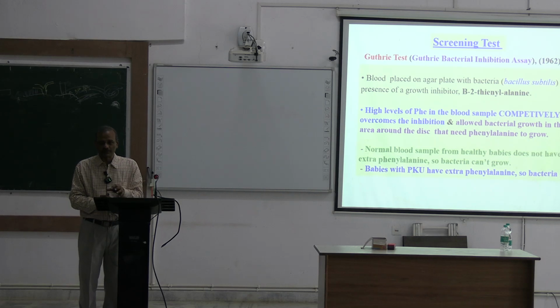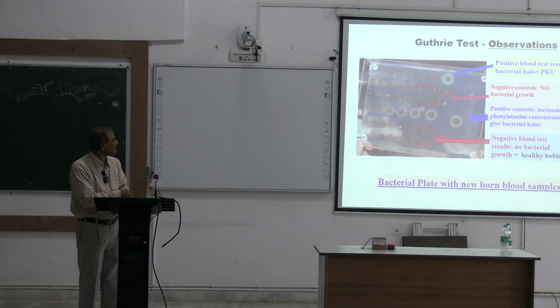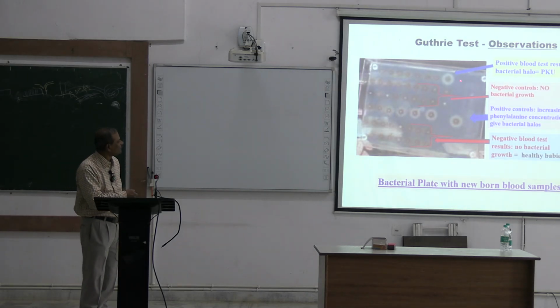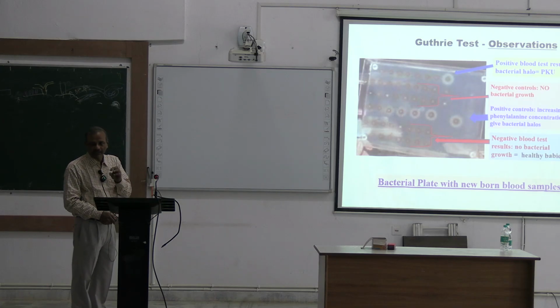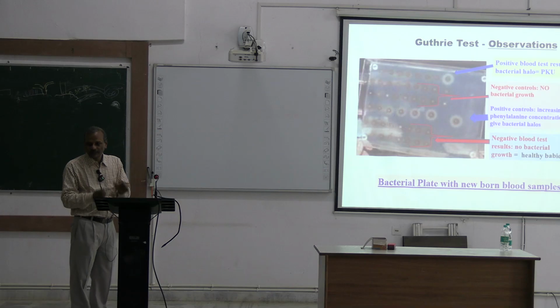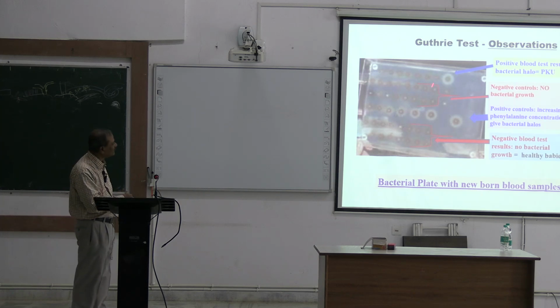So, there will be growth around the filter paper in the culture plate like this here. You see positive. You see this circular spot, I am telling you, the black one is the filter paper strip which had high phenylalanine level. It has overcome the action of beta-2 thienylalanine and spread into the medium, and that's why there is bacterial growth.